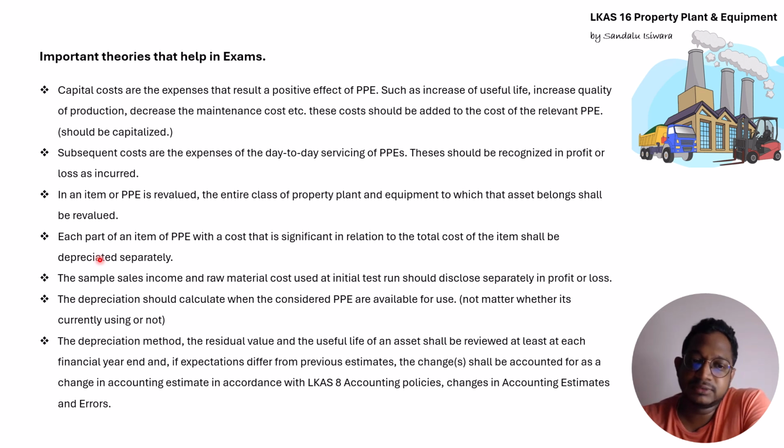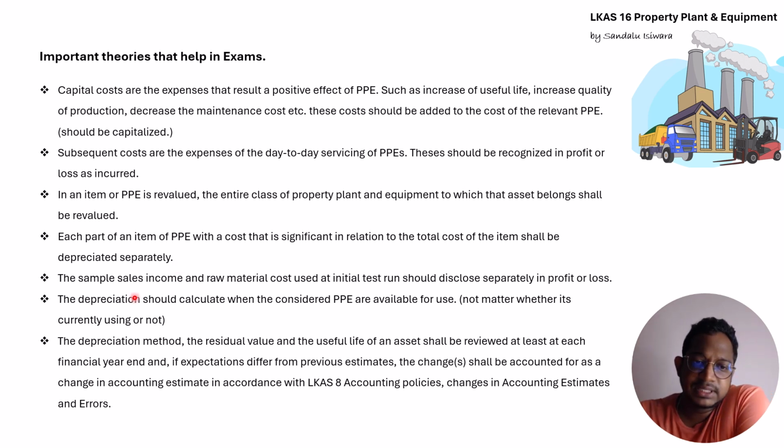And each part of an item of PPE with a cost that is significant in relation to the total cost of the item shall be depreciated separately. This is a very important topic for A-level, advanced level accounting. Let us say that you have an aircraft. In that aircraft, the engines you should revalue in a separate manner, and the wings in another way, and the chairs and the other parts in another separate way. But at the end, all those depreciations you should add and record as the aircraft depreciation, right?